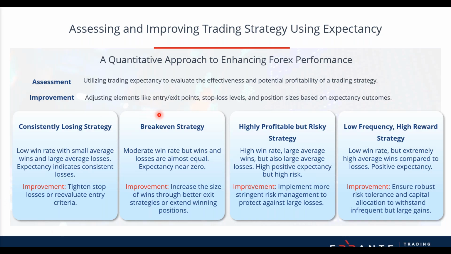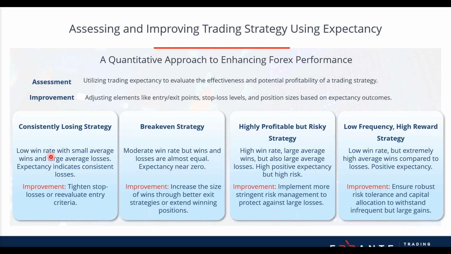Improving your strategy, therefore, is about making adjustments that positively influence your expectancy. This could mean refining your entry and exit points, adjusting your stop loss levels, or recalibrating your position sizes. So consider a consistently losing strategy. Let's look at the first example here. Low win rates with small average wins and larger average losses. The negative expectancy here is a clear indicator that something's amiss.